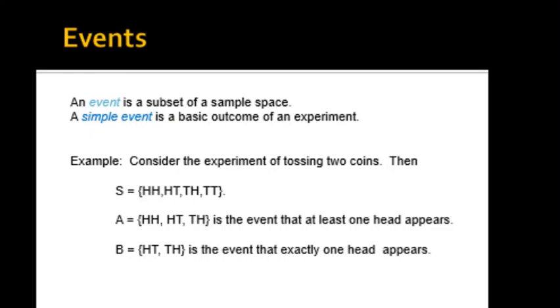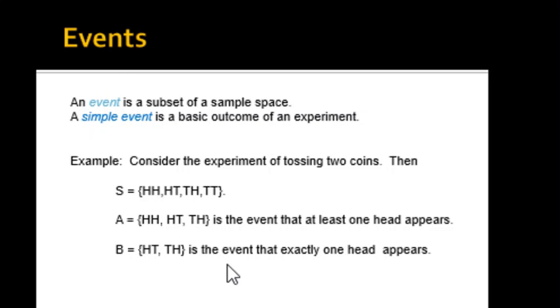So let's look at the example. Consider the experiment of tossing 2 coins. The sample space is HH, HT, TH, and TT. Let's consider an event that at least one head appears. So this is a subset of the sample space. And let's look at the elements where at least one head appears. So one head, this one, HH, one head, HT, TH. TT doesn't have any head. So these 3 elements will be our event A.